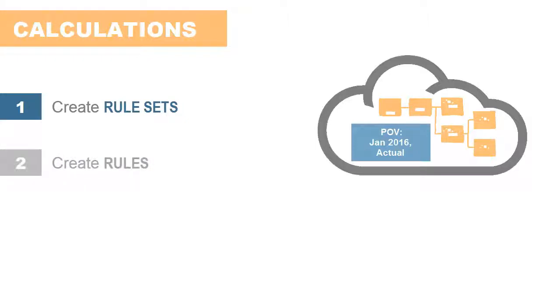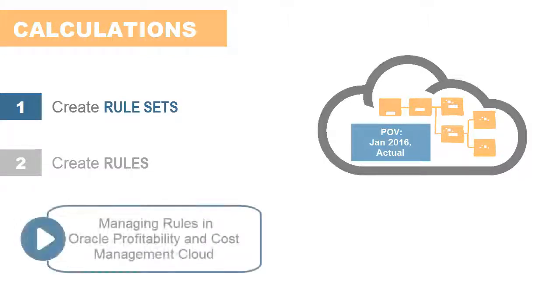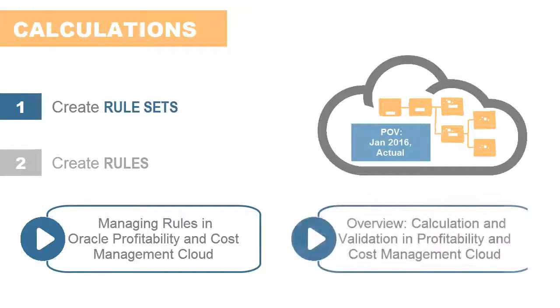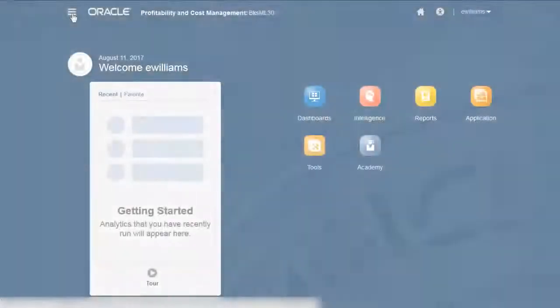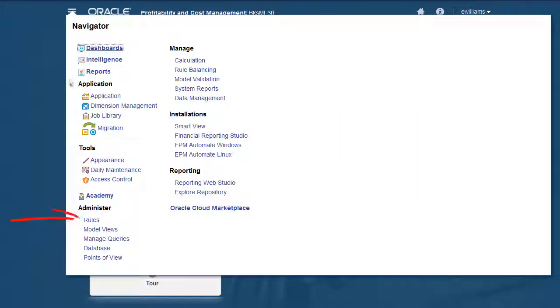For the second part of creating a calculation process, please see our tutorial on managing rules. For more information on how calculations work, please see our calculation overview video. You manage the allocation process on the Manage Rules screen.